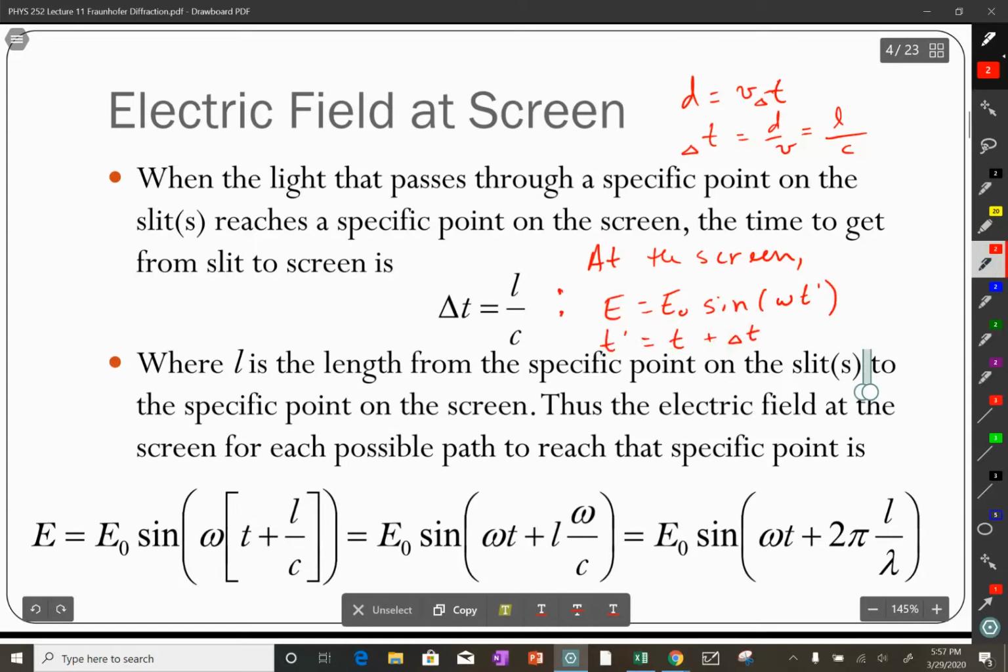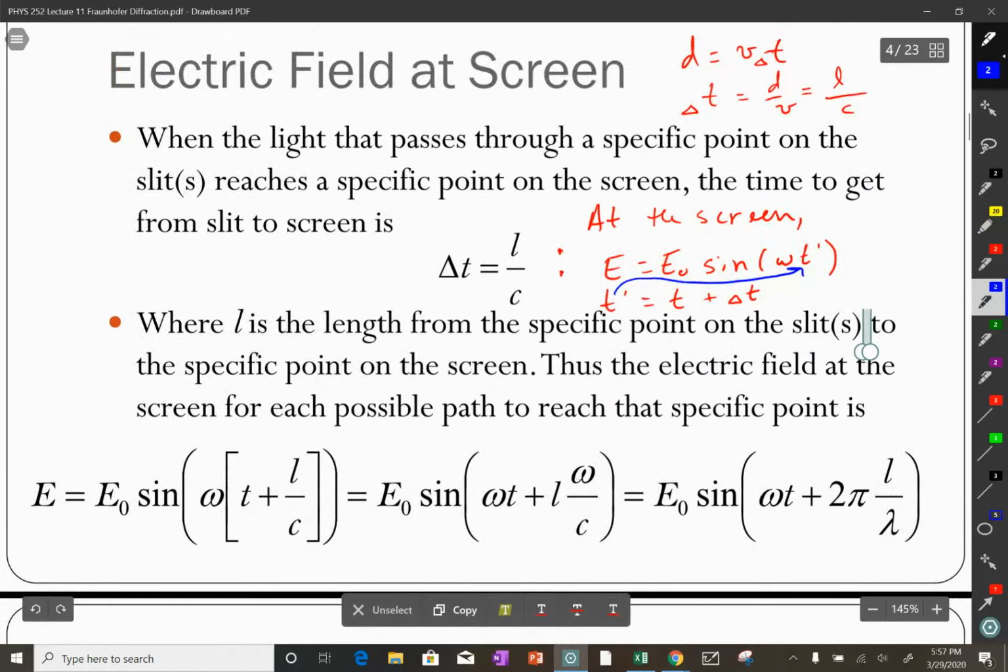So t is the time when the light hit the slit. T prime is the time when the light hit the screen. And so delta t is the additional time. So if I plug this delta t into there, then I have E is equal to E0 sine of omega times (t plus L over c), because delta t is L over c. And then I just distribute the omega, so I have omega t plus L omega over c.